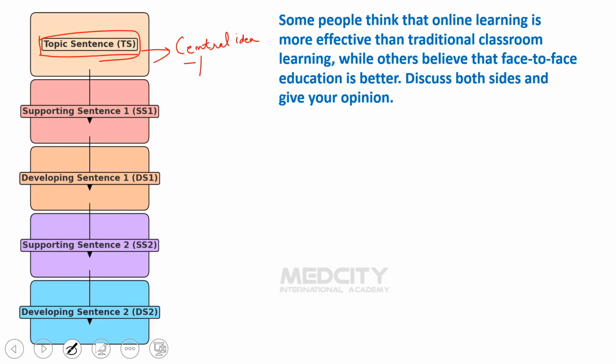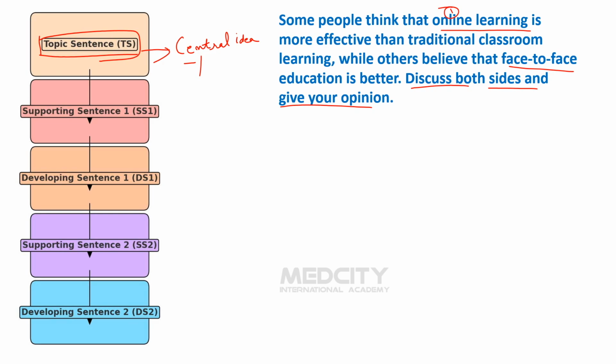Suppose that the question type is discuss both sides and give your opinion. In this question type, in one paragraph you will be writing your ideas supporting one side, in the second paragraph you will be writing in support of the other idea, and then in the third paragraph you can give your opinion. Now here the two sides are online learning and face-to-face education. So in the first paragraph, what can be written? The ideas supporting online learning.